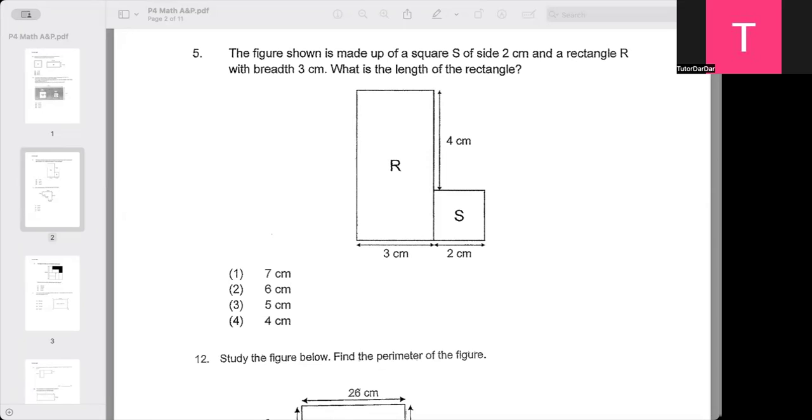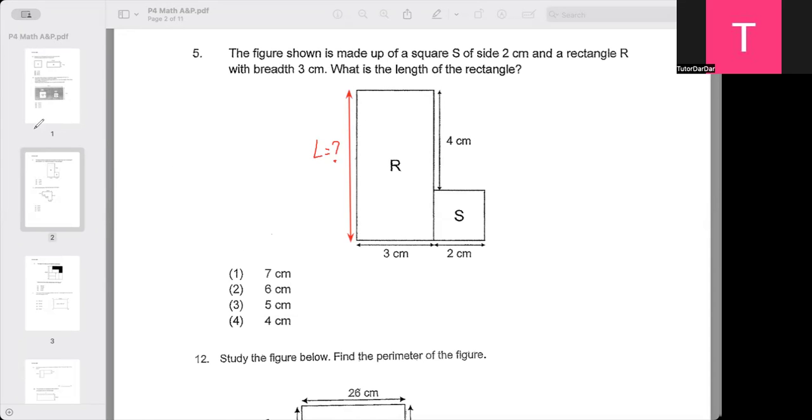The figure shown is made up of a square S of side 2 cm and rectangle R with breadth 3 cm. What is the length of the rectangle? Now, they want to know the length of the rectangle, meaning from here to here, because the longer side is always the length. So L is equal to question mark.